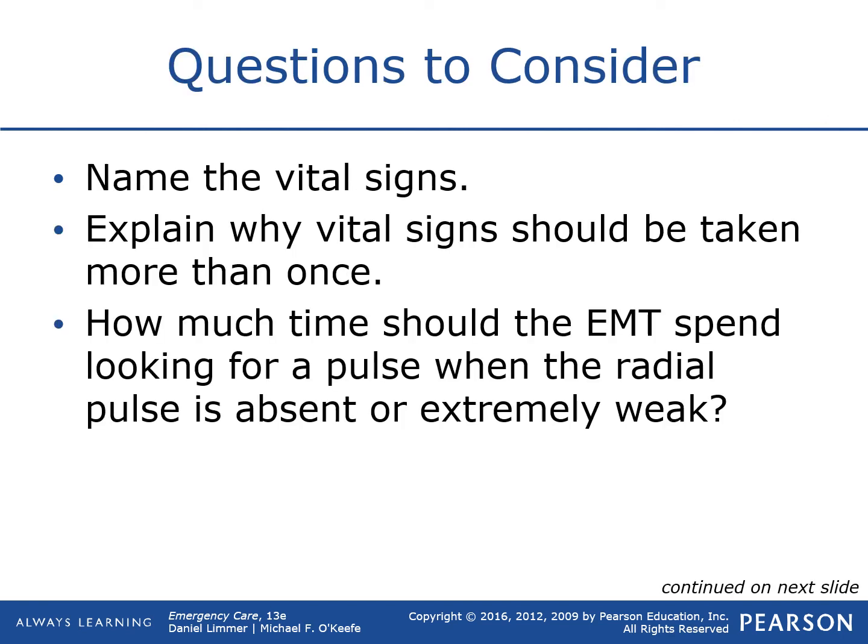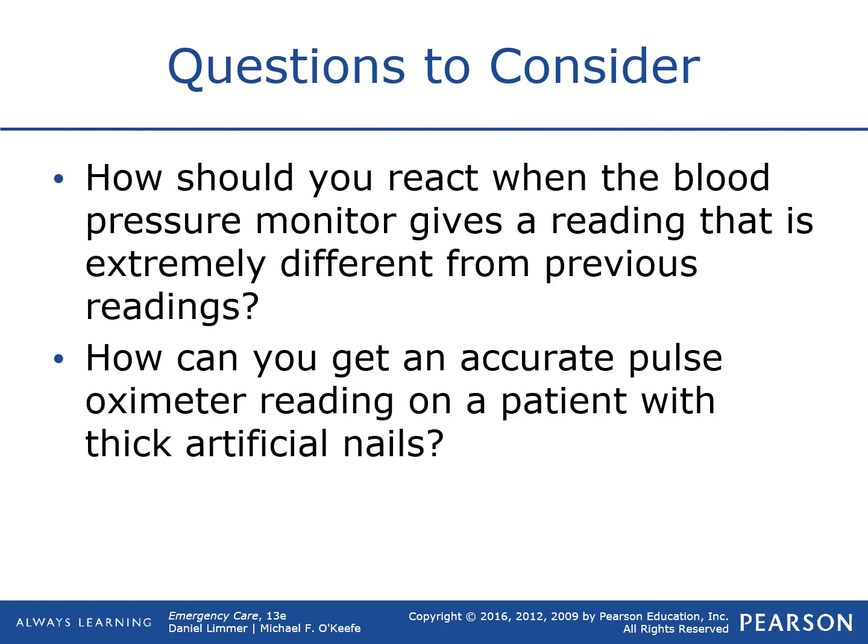So by now, you should be able to name the different vital signs we're looking for. You should be able to tell me why vital signs should be taken more than once. You should know how much time the EMT should spend looking for a pulse when the radial pulse is absent or extremely weak. How should you react when the blood pressure monitor gives a reading that is extremely different from previous readings, especially if you're using an automated blood pressure cuff? If you notice, I hadn't talked about automated blood pressure cuffs. That's because manual blood pressures are the best and most accurate way to obtain a blood pressure. So I want you guys taking manual blood pressures.